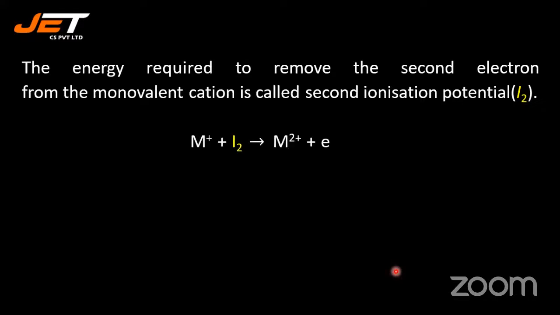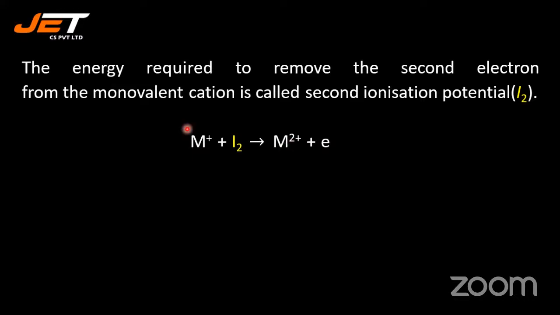So we will be moving to this. Energy required to remove the second electron from the monovalent cation is called the second ionization potential. So one electron has been lost from the valence shell. Now we will lose another electron. So another electron is lost, and this becomes M2 plus. You can write M plus plus also.